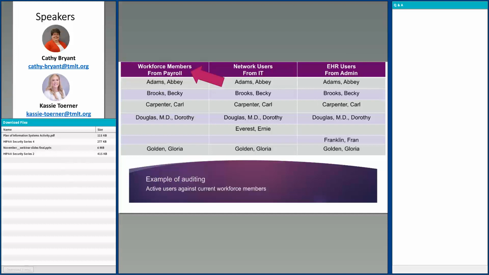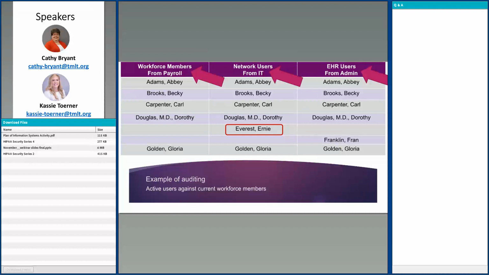So this example is one we made up. It's a very simplified audit of active users. So this is how they would do it. On a periodic basis, let's say monthly, they ran a list from their payroll of all their active workforce members. They got their IT or MSP to run a list of all the network users, and they had the EHR administrator run a list of all the current EHR users. And you simply go through and compare those.